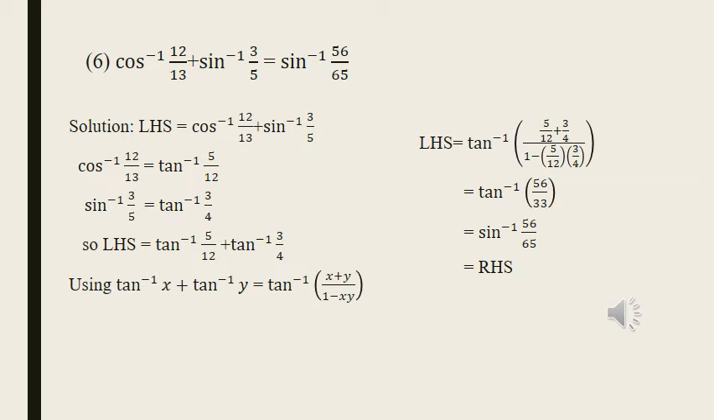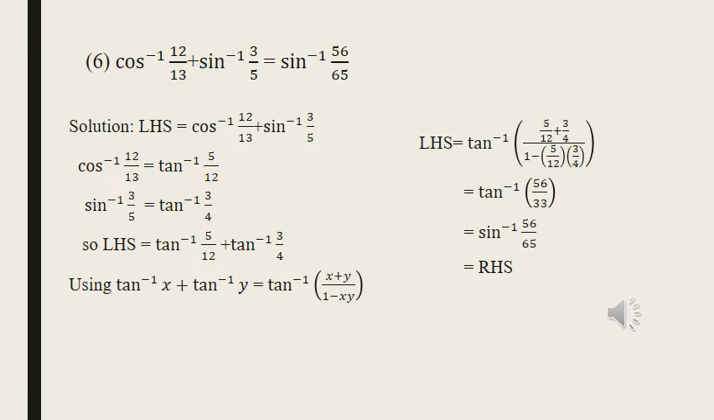Now sin inverse 3 by 5. Here 3 is the opposite side, 5 is the hypotenuse. So adjacent side is 4. So sin inverse 3 by 5 is equal to tan inverse 3 by 4. So the left hand side is now tan inverse 5 by 12 plus tan inverse 3 by 4.